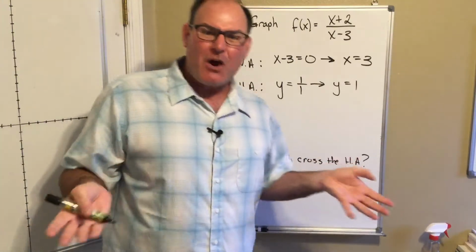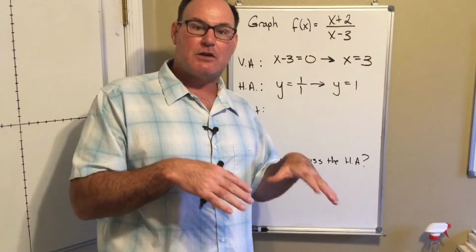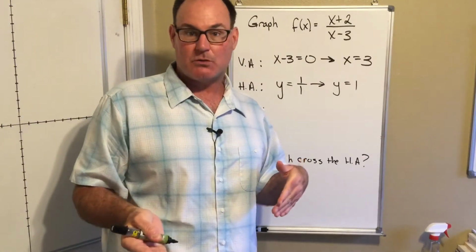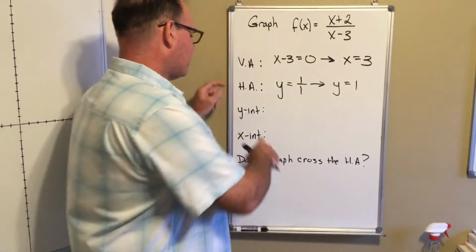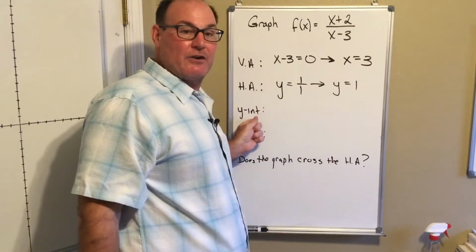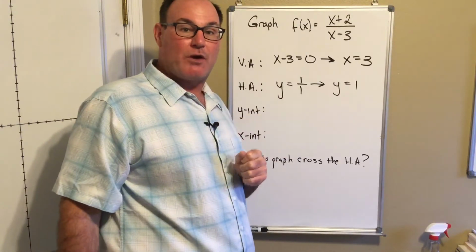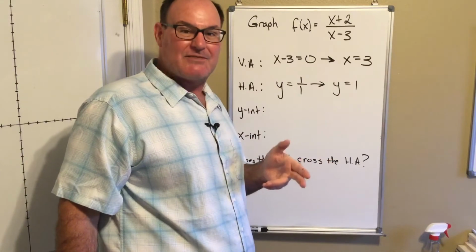Now, the rest of our process is just finding a few points to see how the graph interacts with the asymptotes. Asymptotes define the behavior of our graph. So the first point, I like easy points. The first point is we're going to find the y-intercept. The y-intercept is where the graph goes through the y-axis, and that happens where the x value is 0.